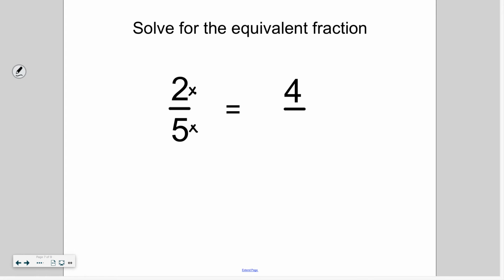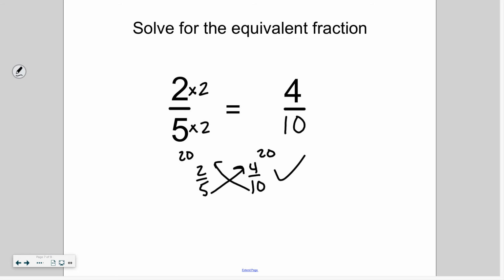So I had to multiply by 2, because 2 times 2 is 4, so I have to do the same thing to the bottom. 5 times 2 is 10, so 4/10 is my missing fraction, or equivalent fraction. And again, I check my work by cross multiplying, very important step. We always want to check our work as mathematicians. 10 times 2 is 20, and 5 times 4 is also 20, so I am in fact correct.